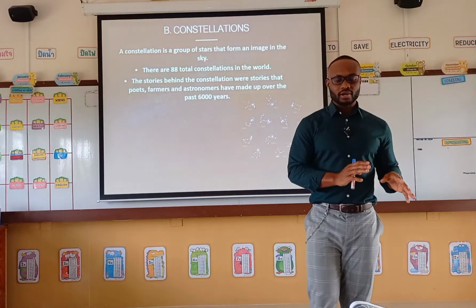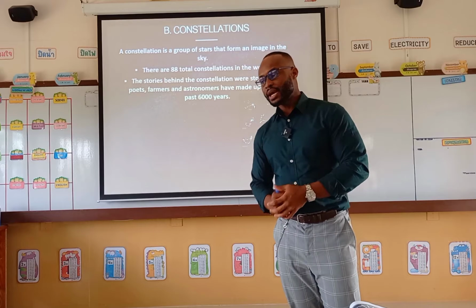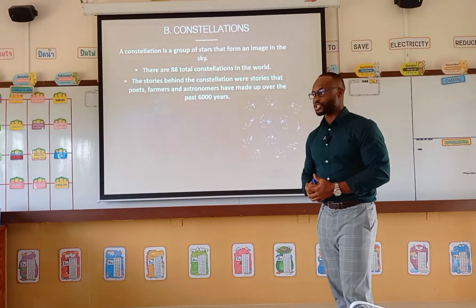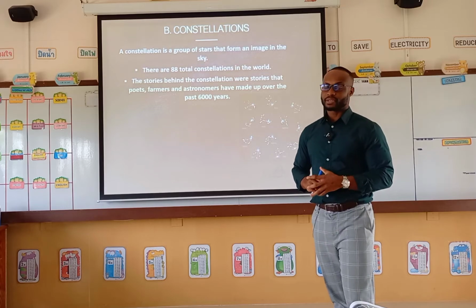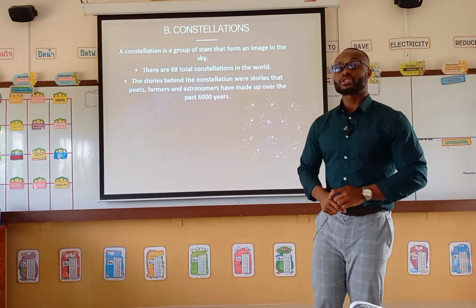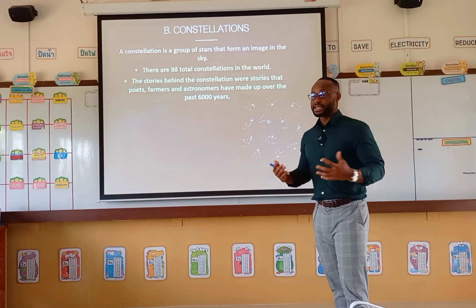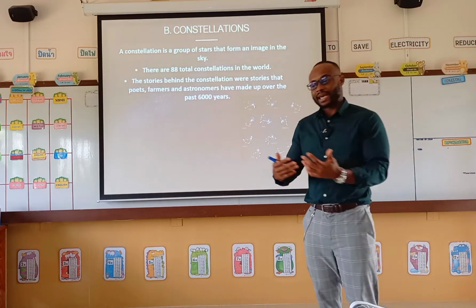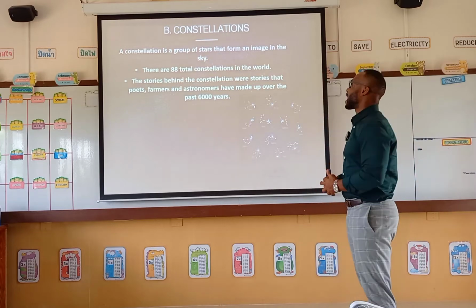Okay, so we're done with stars. That was the first one, A section. Now we're moving into B, constellations. Remember I told you in the vocabulary that a constellation is a group of stars that form an image in the night sky, or a pattern. If you don't want to say image, you say pattern. They form a pattern in the sky.